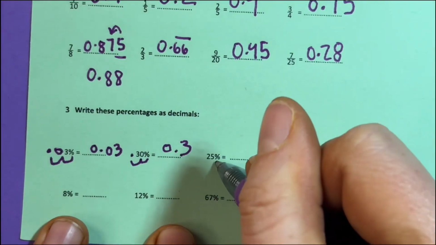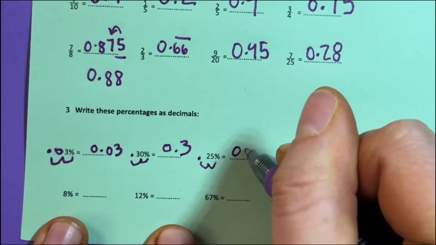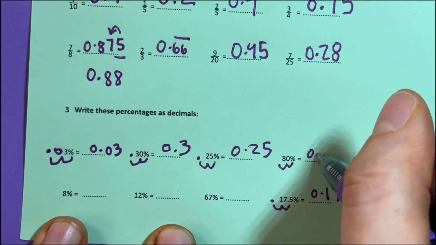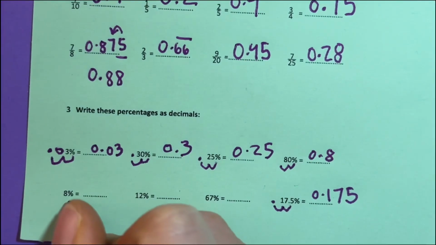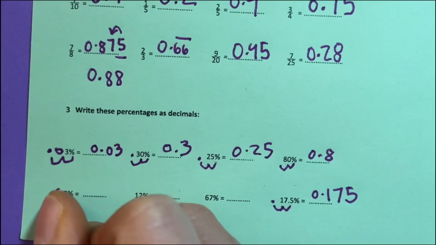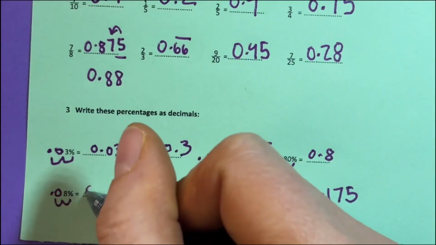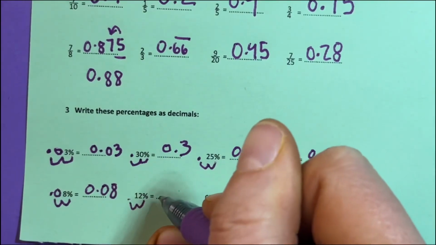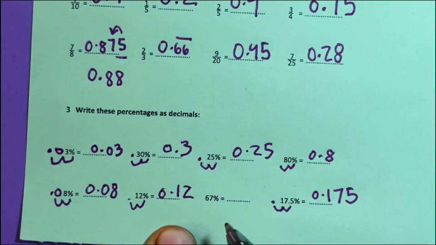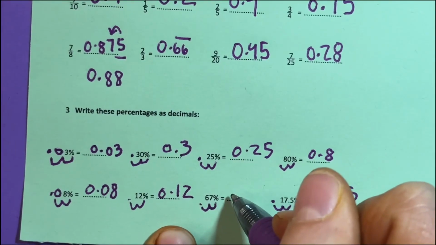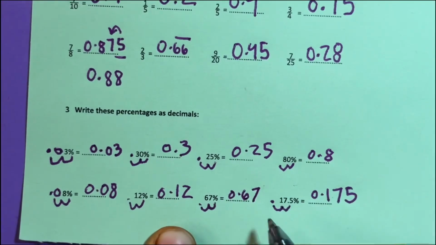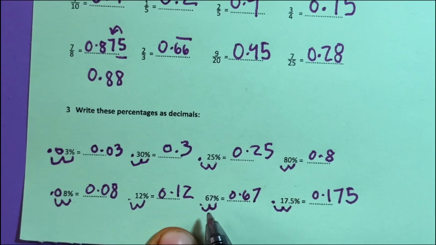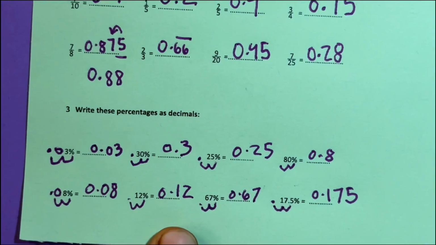So 25%, move it over twice, we get 0.25. 80%, move it over twice, we get 0.8. 8%, we move this over twice. I have a blank spot right there, so it's 0.08. 12%, move this over twice, I get 0.12. 67%, I move this over twice, I get 0.67. 67 hundredths as compared to 67%, which percent means per 100, so they both mean 67 out of 100.